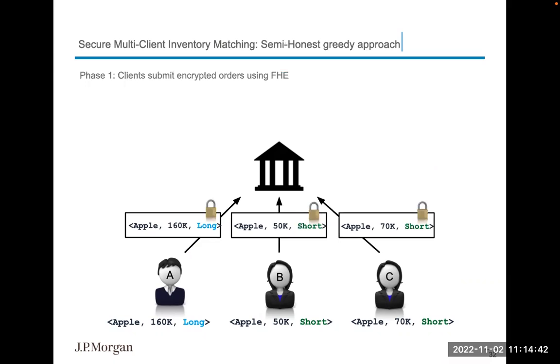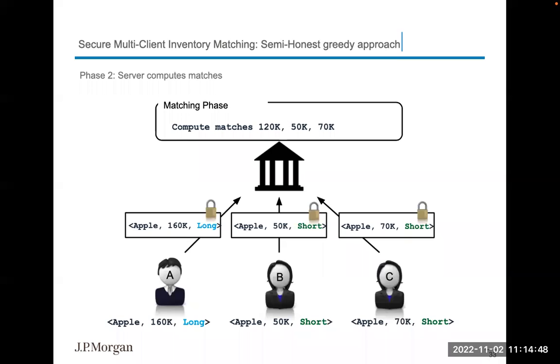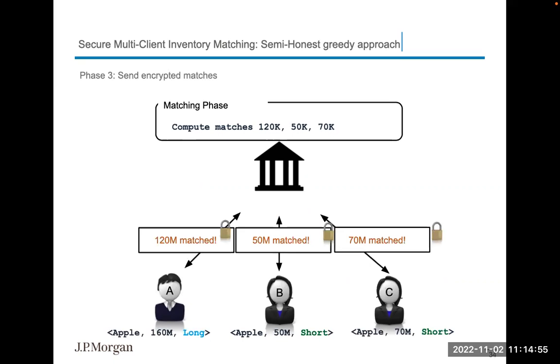So if you use fully homomorphic encryption, you can just encrypt your orders, you encrypt everything. Then the bank receives all these orders, and with fully homomorphic encryption, as I said, you can apply any function. So it can find the matches, and then send the encrypted matches back to the clients. And then the clients decrypt and see the matches. So this is how you can do it using fully homomorphic encryption.